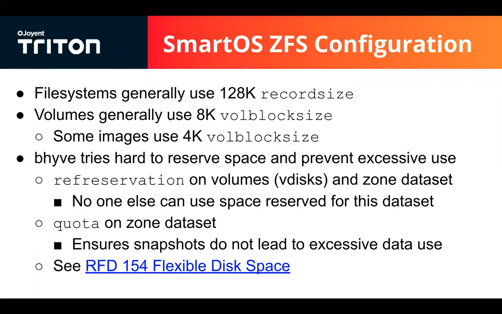So file systems generally use a 128K record size. Volumes generally use an 8K volblocksize. Some of our images, I believe in particular the Ubuntu images, may use a 4K volblocksize.